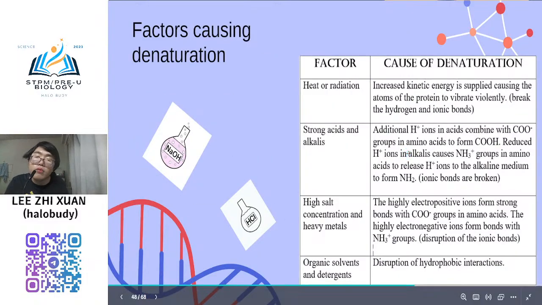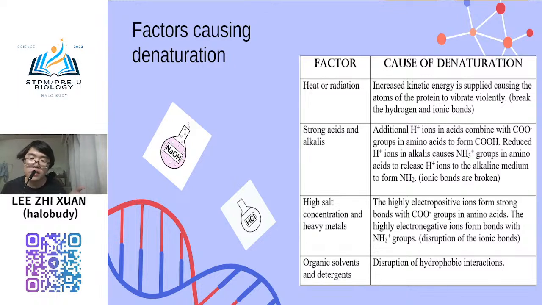So what can cause denaturation? Either heat or radiation. When you heat your protein, that is why humans cannot survive at high temperature places for a long time, because not only can you not tahan the heat, but your enzyme also cannot tahan. Your protein, your internal body, including enzyme, antibody, all that also cannot tahan.